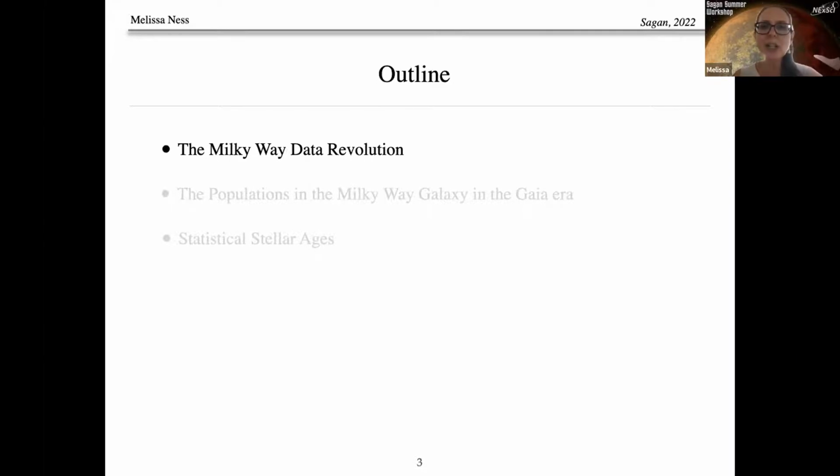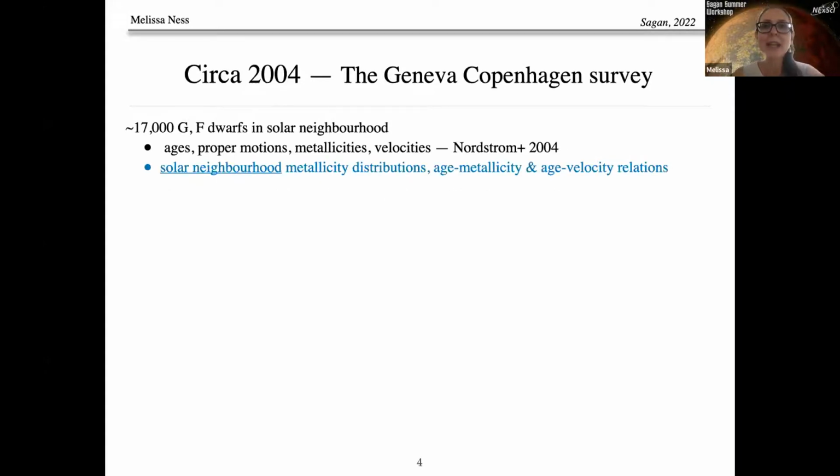Now, to appreciate the data inventory that we find ourselves in at the moment, I want to step back 20 years to the Geneva-Copenhagen survey, the premier survey of about 20,000 F and G dwarfs in the solar neighborhood. This was a beautiful inventory of ages, proper motions, metallicities and velocities. It gave us a solar neighborhood understanding of the metallicity distribution, the age-metallicity relations, and the age-velocity relations in the Milky Way.